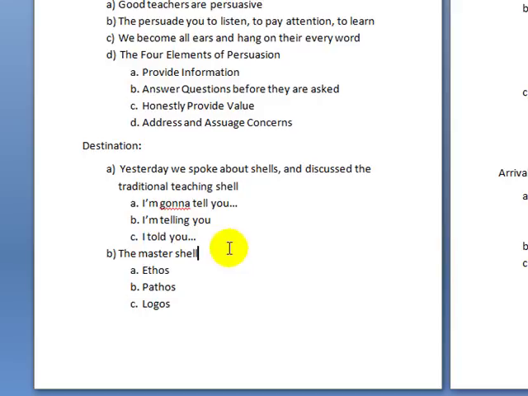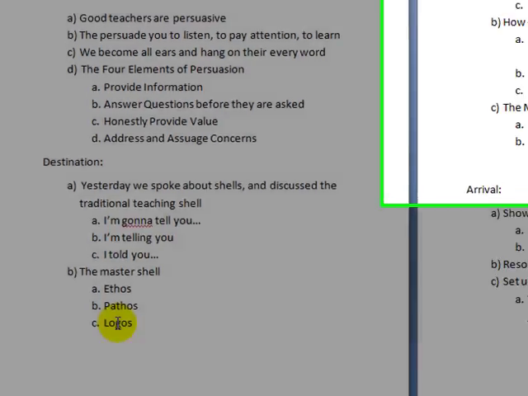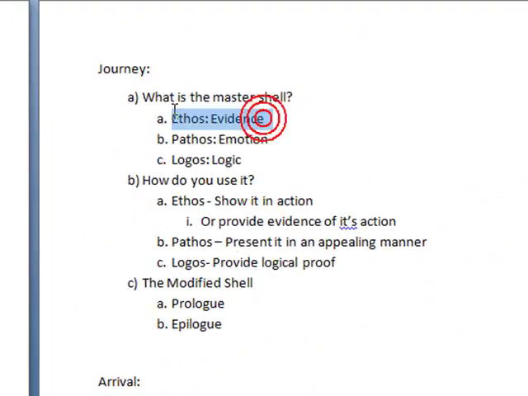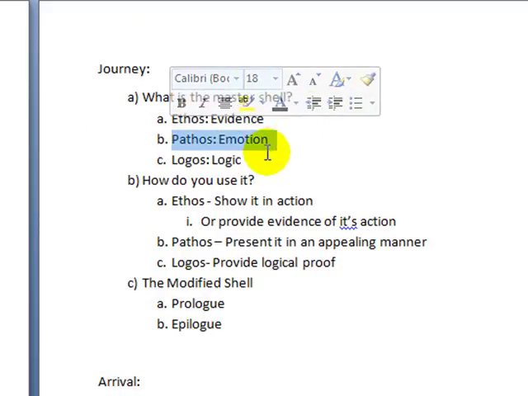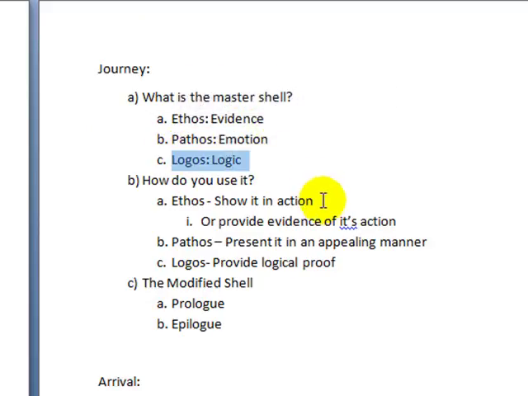And then the master shell, we learned that today. That's ethos, pathos, and logos, which are evidence, emotion, and logic. Then we took a look at them in action by taking looks at actual advertisements, where we saw that all of the advertisers attempted to show their product in action. Then they attempted to make an emotional appeal by presenting their products in an appealing manner and making appealing claims. And then in the end, they all provided logical proof.